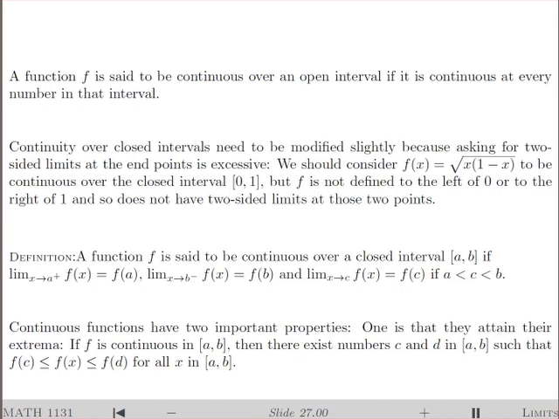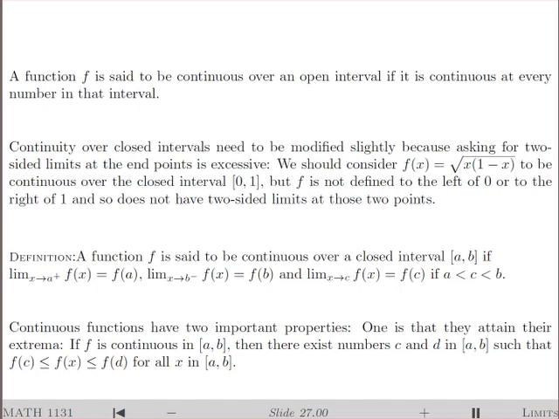definition a little bit. The reason is that if I take a function like, say, square root of x times 1 minus x, it's defined only if x is between 0 and 1. So its domain is the closed interval from 0 to 1. Since it's not defined to the left of 0 or to the right of 1, I cannot talk about its two-sided limits at 0 and 1.